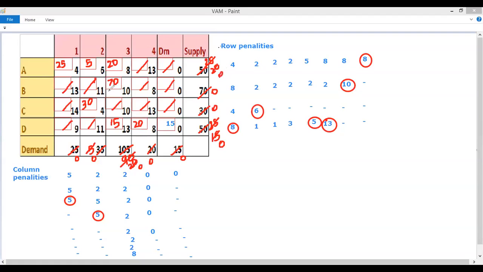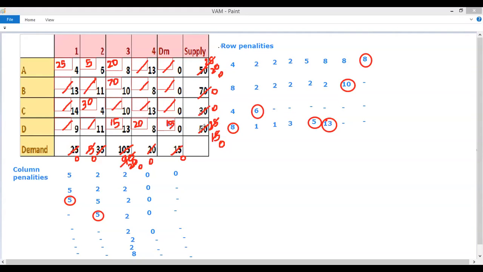Now you can verify your problem, okay? Now here 25 plus 5 plus 20, the total allocation is equal to the original supply, that is 50. Here also the total allocation is 70, which is equal to the total supply, that is 70. Again the sum of the allocation 30 is equal to the original supply 30. Even here the sum of the allocation, 15 plus 20, which is 15 plus 15, sorry, here we have one more value, yes, right? This one 15, 15 plus 15 is 30, 30 plus 20 is 50, which is equal to the original supply 50.